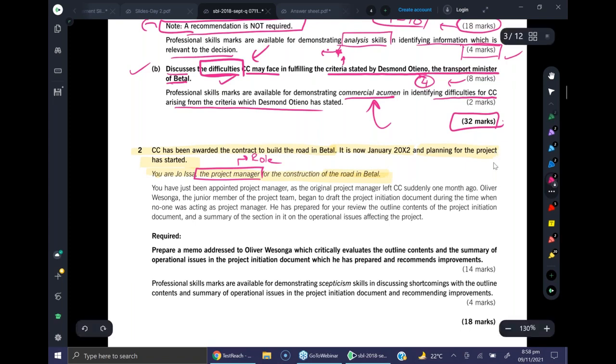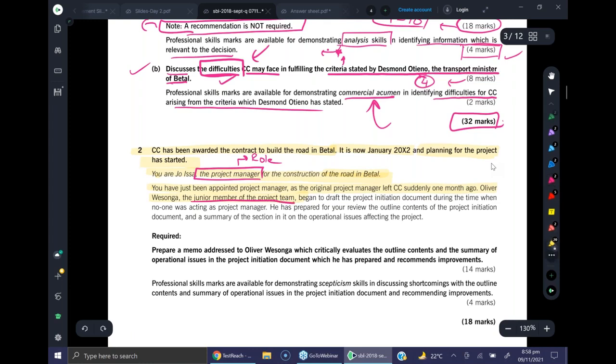you have just been appointed. Just a second. Okay, so you have just been appointed project manager as the original project manager left CC suddenly 1 month ago. So you are the replacement and you are the manager of Oliver, the junior member of the project team. So I will highlight this, that Oliver is the junior member of the project team.